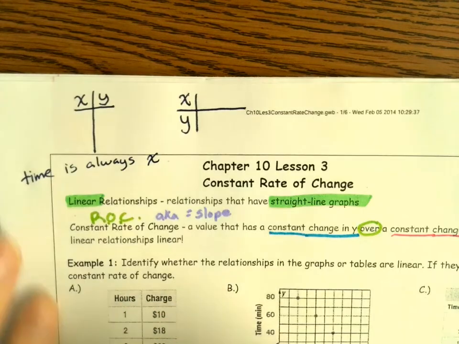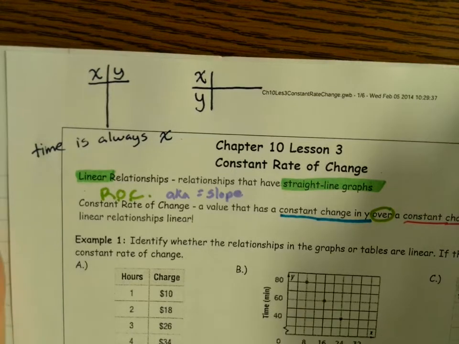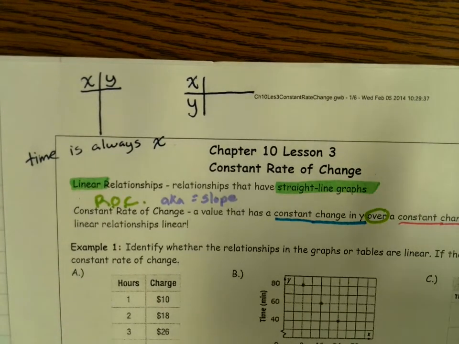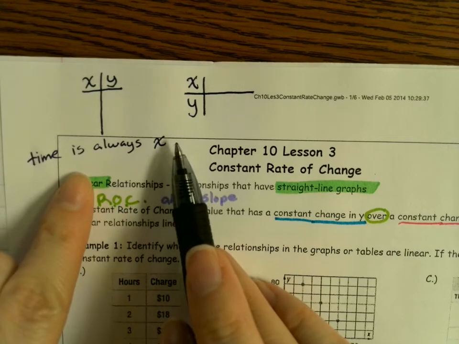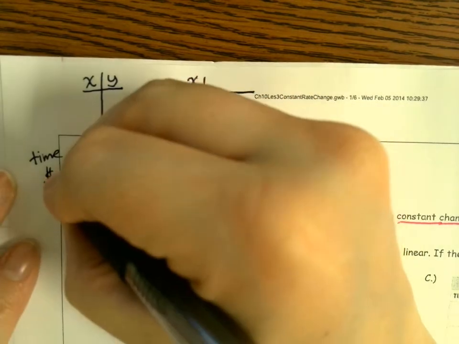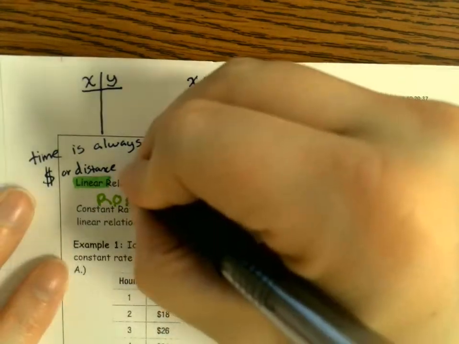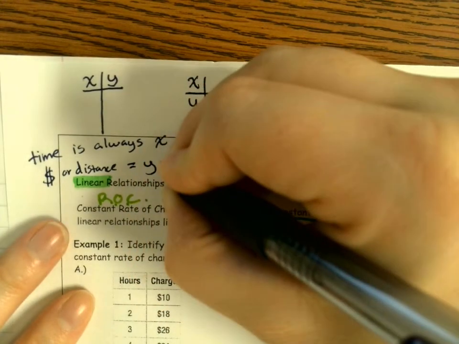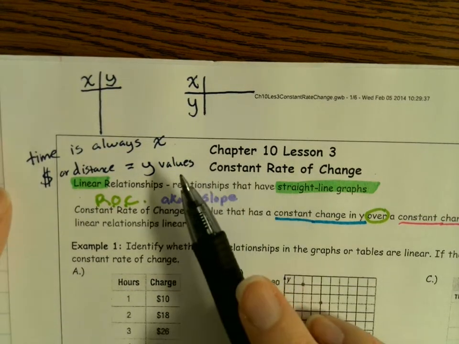If you're ever given a relationship in which they are describing changes in time, whether it's weeks, hours, months, days, minutes, any kind of change in relationship to time, that's going to be your X value. When they're talking about money or even distance, those are typically going to be your Y values. Money or distance, those tend to be our Y values.